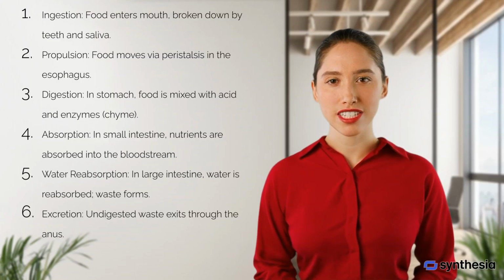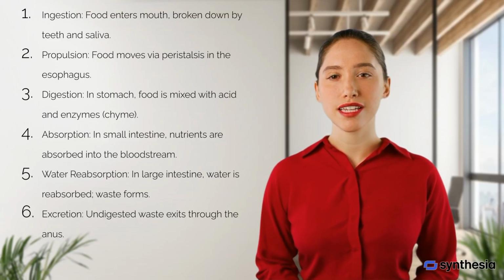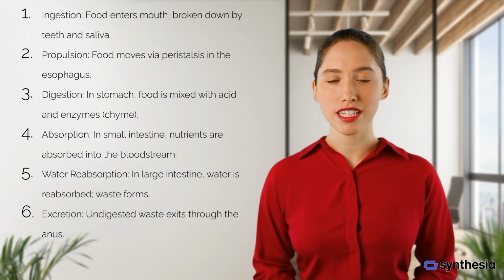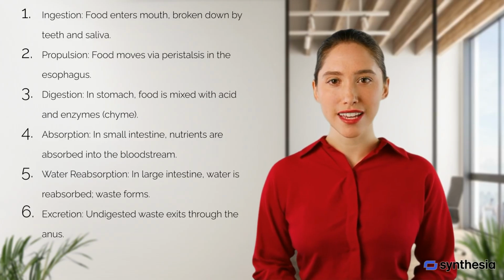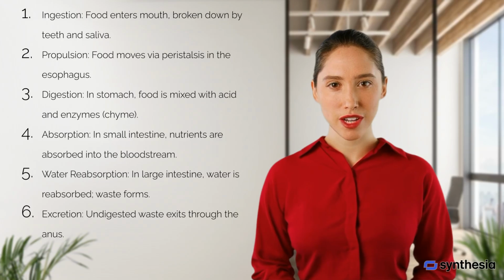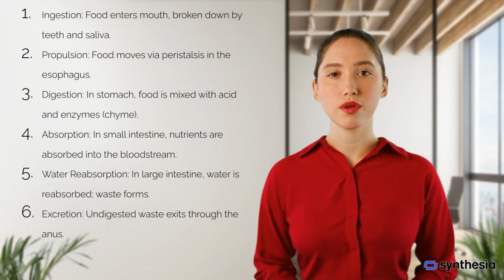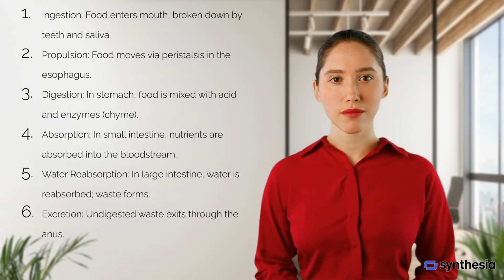Mechanical and chemical digestion. The stomach does 2 main things. Mechanical digestion. The stomach churns and mixes food with gastric juices. Chemical digestion. Enzymes and hydrochloric acid break down proteins into smaller molecules. This process turns food into a semi-liquid substance called chyme.